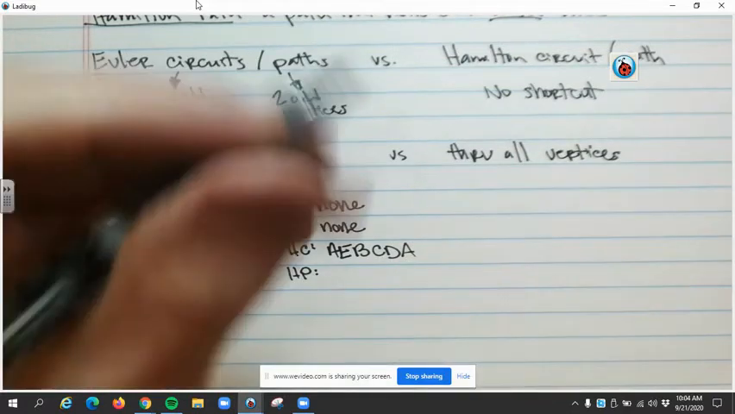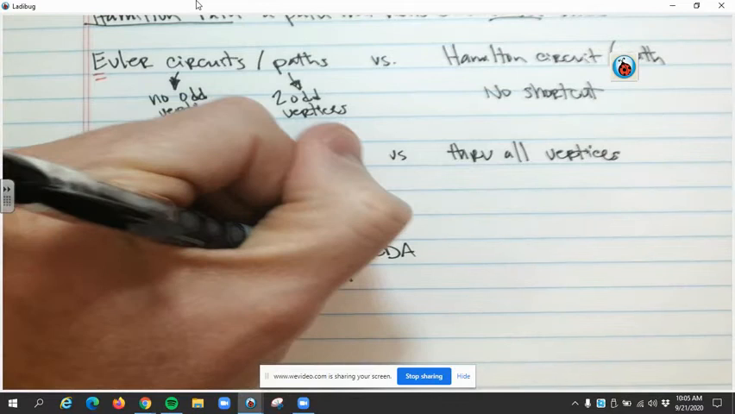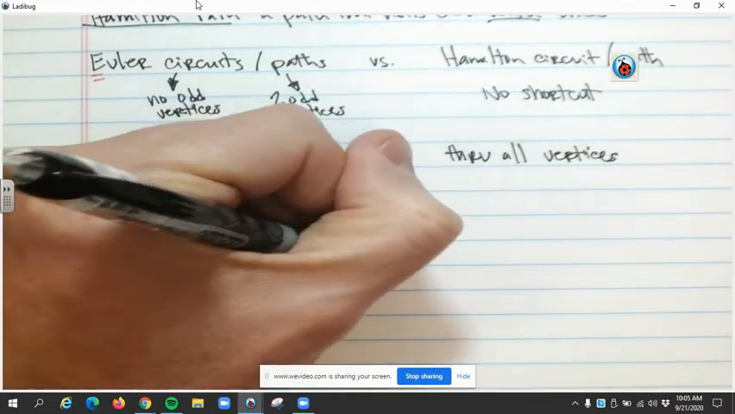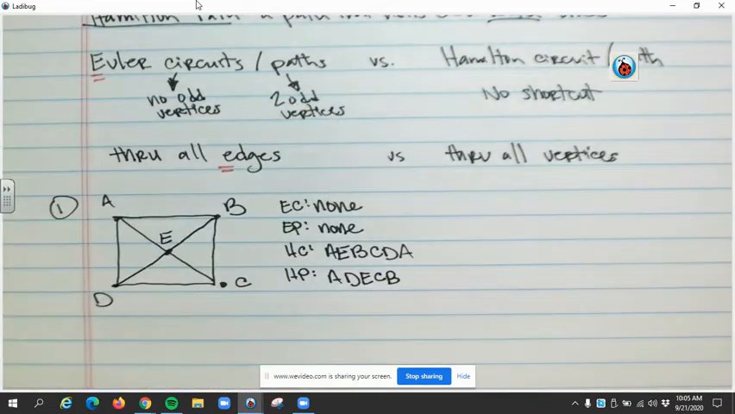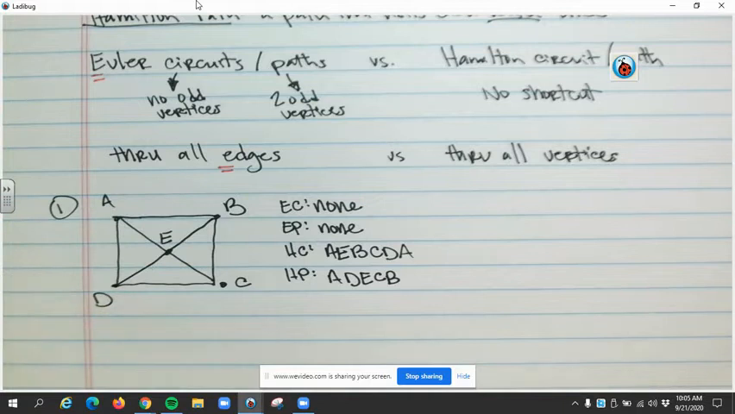We'll try to think of something different because we're going to be creative. Let's still start at A, and this time let's go to D after that. So A to D. Let's go E to C to B. I started at A, I finished at B, I went through all my vertices, I'm done. That's a Hamilton path. Let's do example 2.